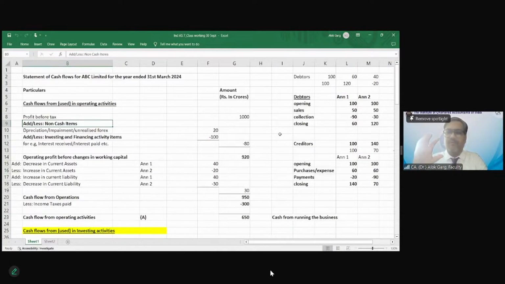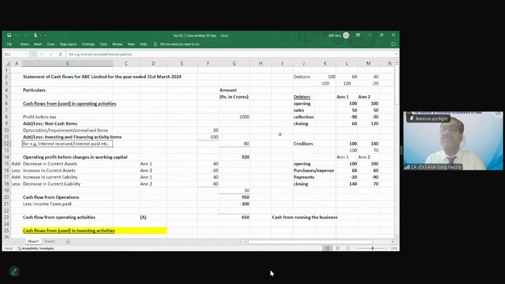In the profit before tax, you have done the adjustment of non-cash item. Now you have to do the adjustment of non-operating item. And what is meant by non-operating item? Which are either investing item or financing item. Correct? So this interest income, which you have credited in your profit and loss for arriving at the profit, right? You have to remove this interest income from operating item.